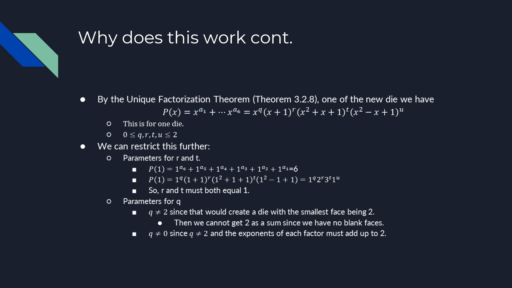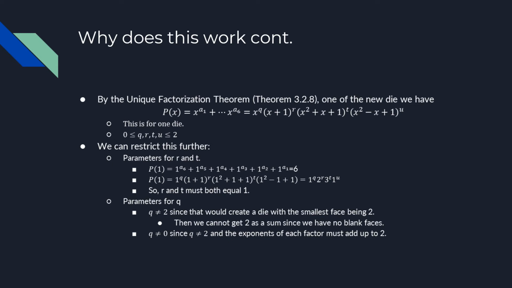And these exponents will be between 0 and 2 and can include 0 or 2. In the end, if we want the same probability distribution, we need, for a pair of dice, the 2 q's to add up to 2, we need the 2 r's to add up to 2, the 2 t's to add up to 2, and the 2 u's to add up to 2.